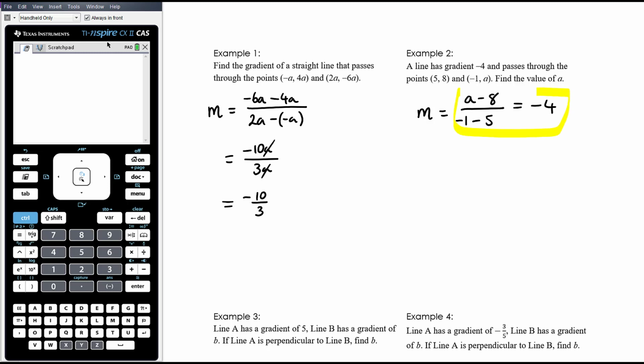And so now here is an equation that we can solve to find a. Let's just tidy things up a bit. We've got a minus 8 over -6 equals -4. Let's multiply both sides by -6. It's positive 24. And let's add 8, which gives us 24, 32. So a must be 32.